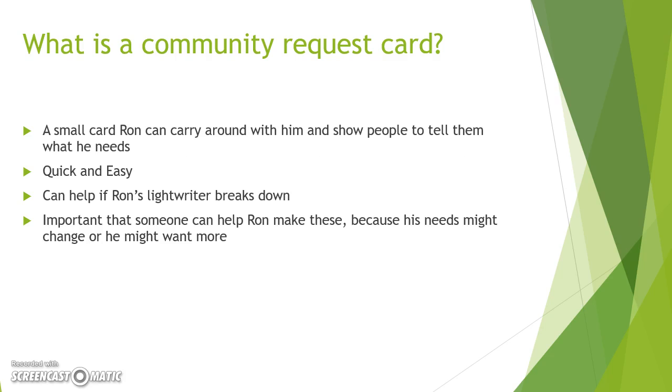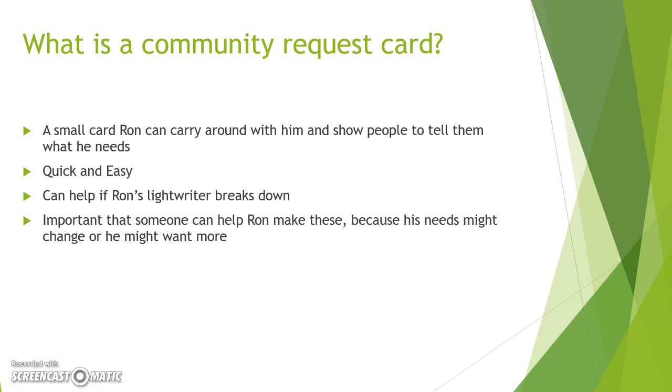A community request card is a small card that Ron can carry around and show to people when he is out to tell people what he needs. This is a quick and easy way for Ron to get his message across to people in the community that might not know Ron and understand that it is hard for Ron to talk to people. These cards will also help Ron if his light writer stops working when he is out.